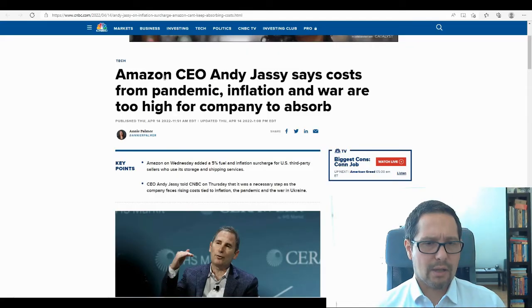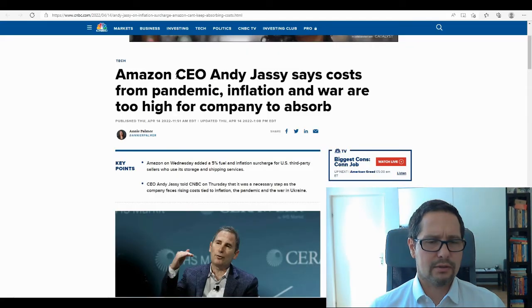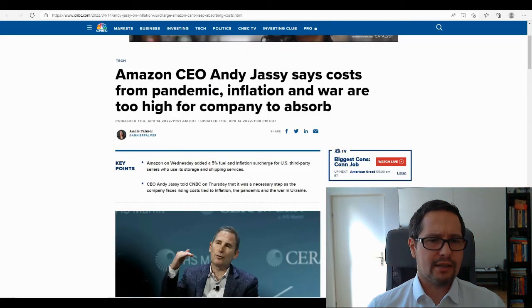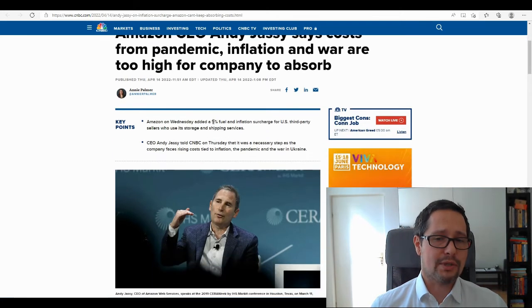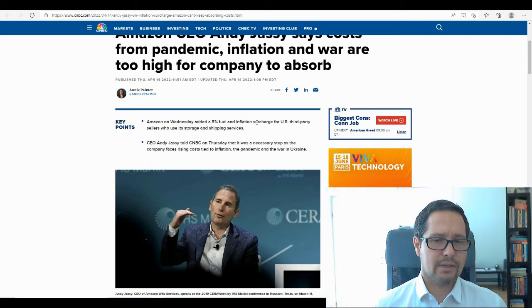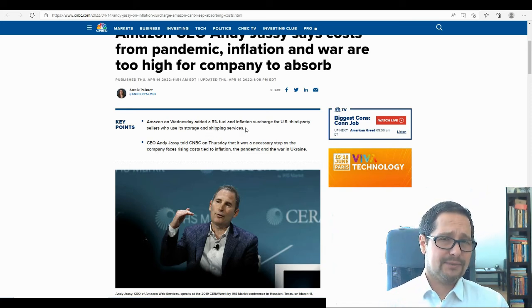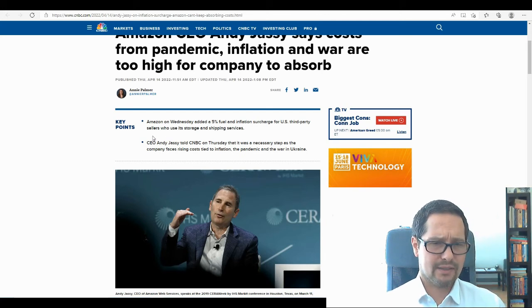So the article is about Amazon. I told you that it's about the e-commerce giant. Amazon CEO Andy Jassy says costs from the pandemic, inflation and war are too high for the company to absorb. Amazon on Wednesday added a 5% fuel and inflation surcharge for US third-party sellers who use its storage and shipping services. So the idea is that they can no longer contain it, and they also need to pass it further.